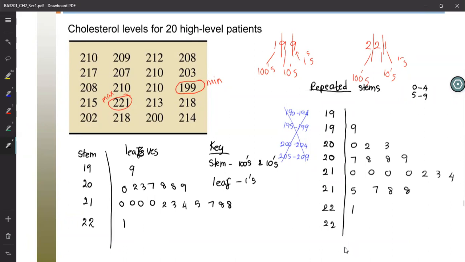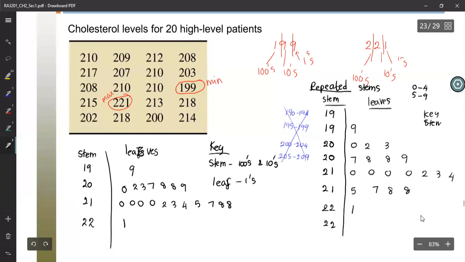So you can see a pattern very nicely when you use a repeated stem. You do that whenever you have a large number of leaves for a single stem compared to others. So here's my stem. Here are the leaves. And still you have to write the key. Give the key, stem is this, and the leaf is this. So give the hundreds and tens, ones, and so on. Okay. Right. Any question so far about the stem and leaf diagram?